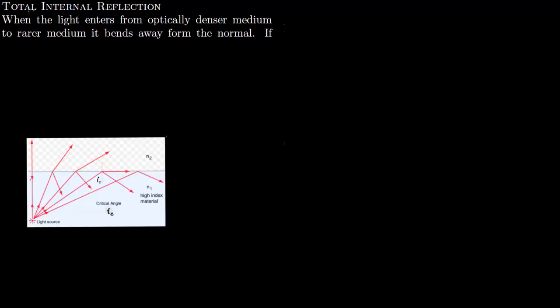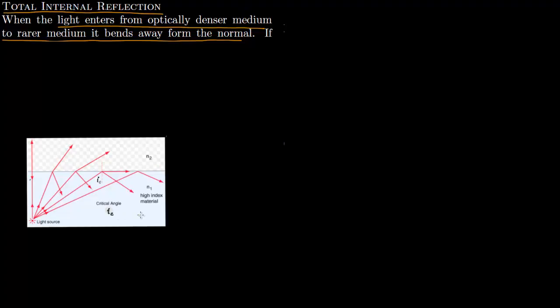Now we talk about total internal reflection. When light enters from an optically denser medium to an optically rarer medium, it bends away from the normal. So denser medium to rarer medium would be, for example, from glass to air.